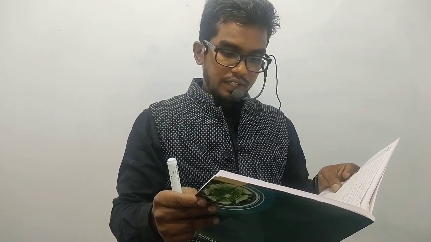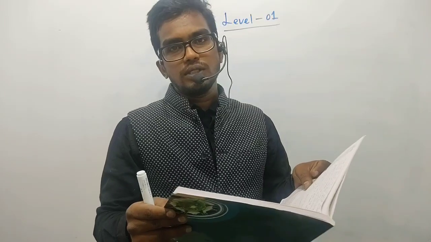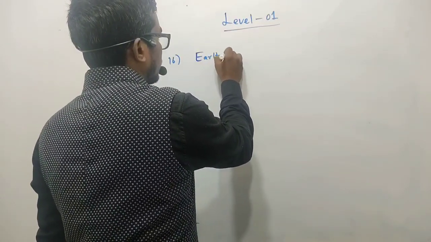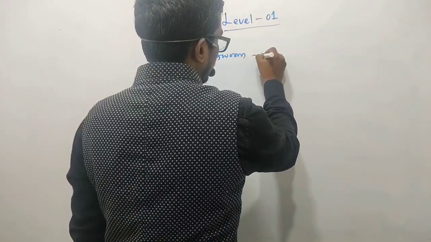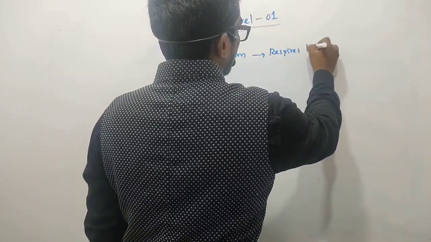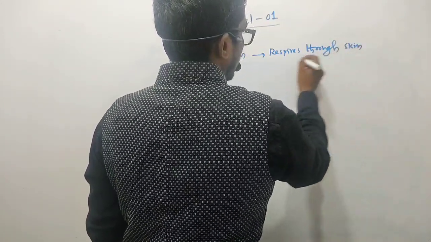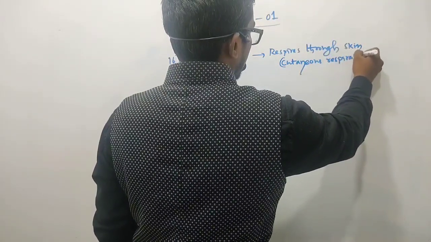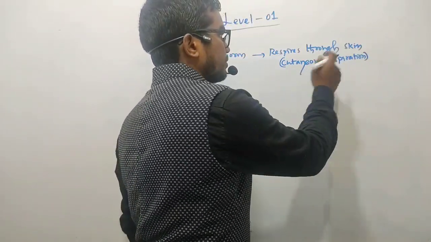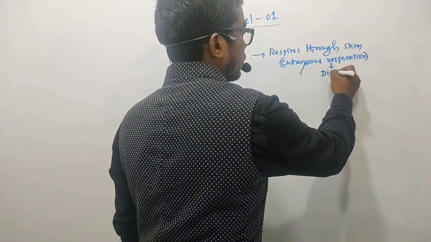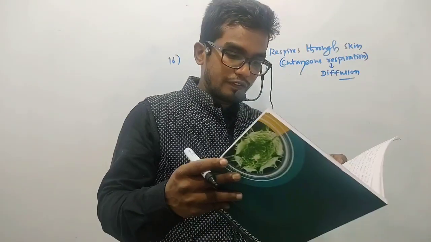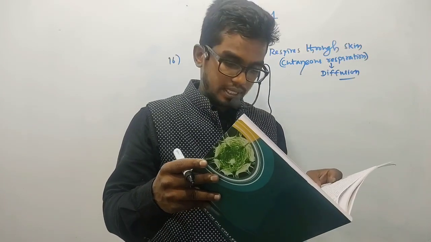What type of respiratory organ the earthworm possesses, we need to identify here. We already know that the earthworm respires through skin. Earthworm is an annelid, right? And it respires through skin. So the respiration through skin is referred to as what? Cutaneous respiration. This is one important aspect. This cutaneous respiration generally occurs through the process of diffusion. That we know. So for earthworm we have to go for option 4, that is cutaneous respiration.